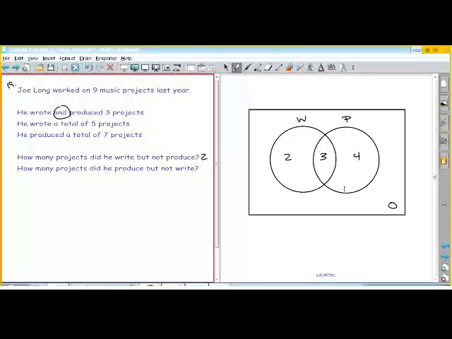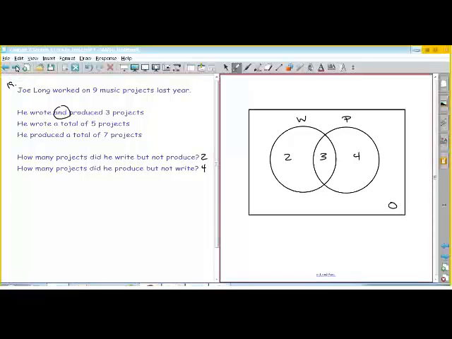Likewise, how many projects did he produce but not write? So we go back to the Venn diagram and we see that there are 4 that are in this part of the circle for P, the P circle, and so the answer is 4. So by filling out the Venn diagram, we are able to answer these a little more obscure questions about the survey. So that's the basic idea. It just gets more complicated as we go along.